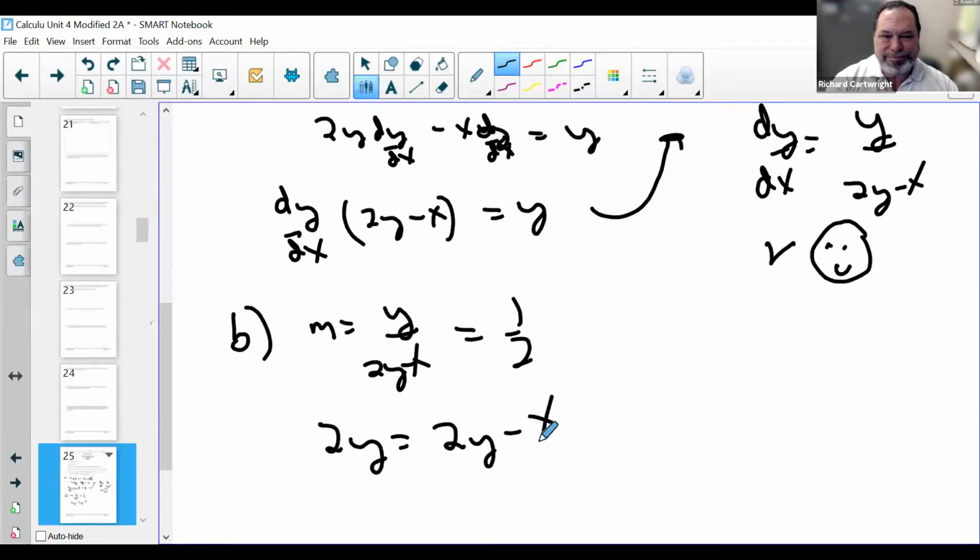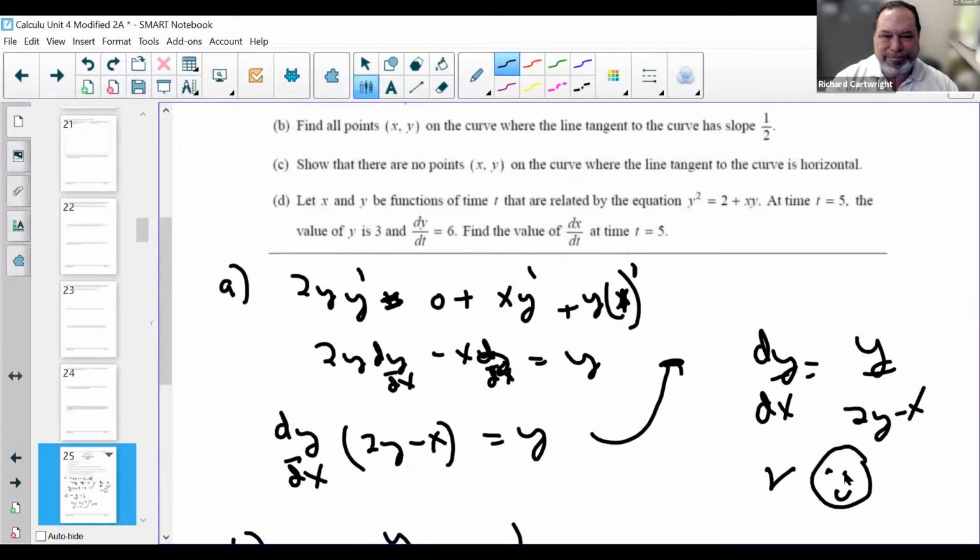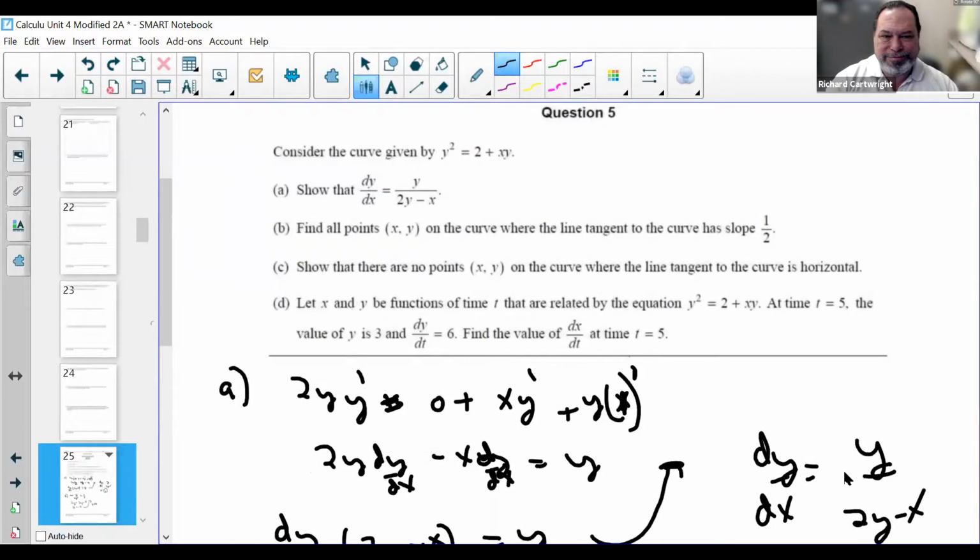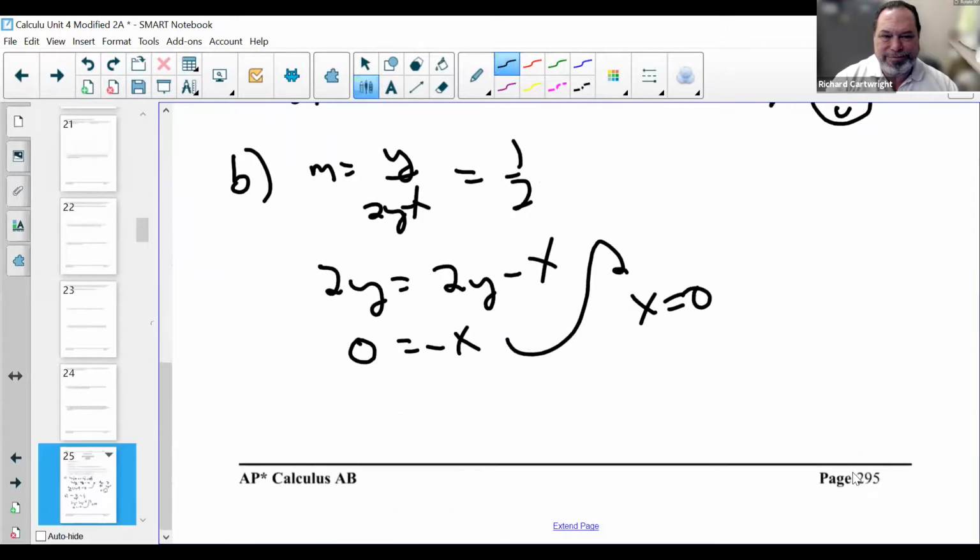Does that look okay? If I move this 2y over, I think I get a 0 equals to a negative x. Bummer. I think I get x equals to 0. Well, that doesn't mean it's not possible. X can be 0. But what I have to do now, I have to go back to my original equation, which is, I'm going to need someone to read that back to me. Y squared equals 2 plus xy. Maybe I remember it. Hold on. I might remember it. Y squared equals to 2 plus xy.